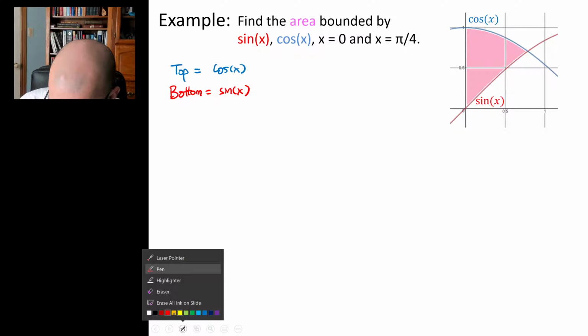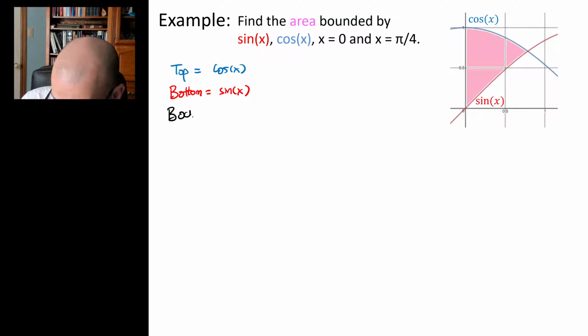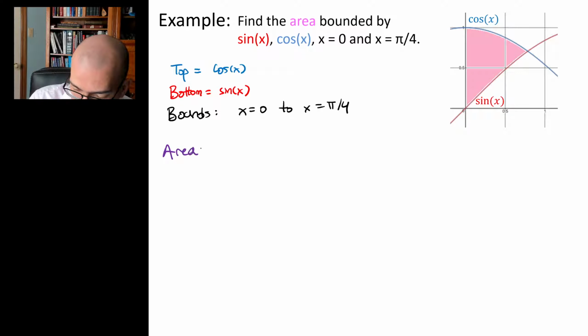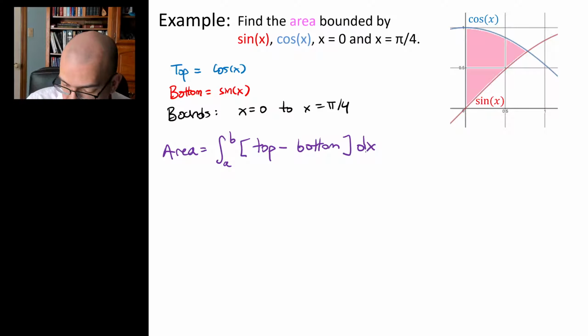Your bounds, you're going from x equals 0 to x is equal to pi over 4. So we can put it all together. We have all the ingredients. We can put them together into our area calculation. Area is the integral from a to b of top minus bottom, integrated with respect to x.